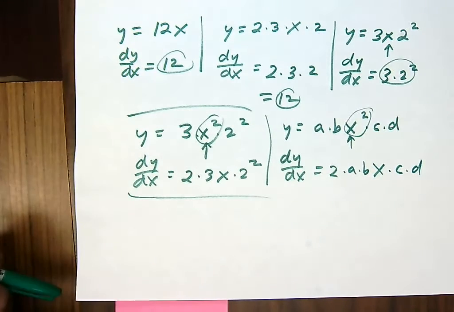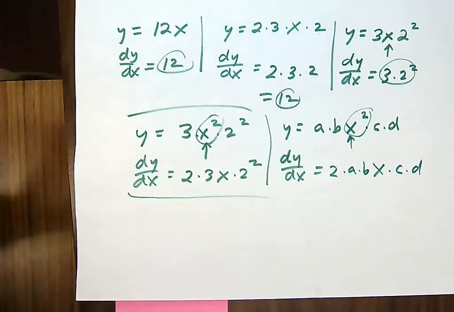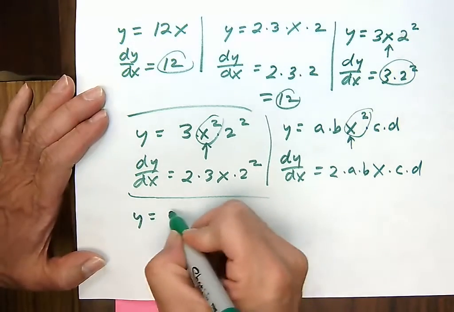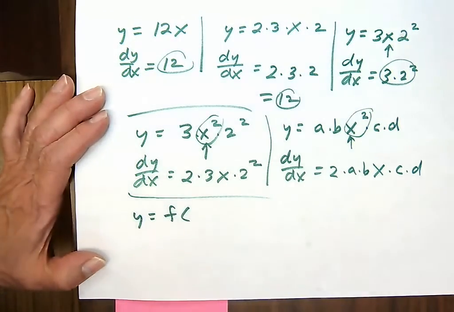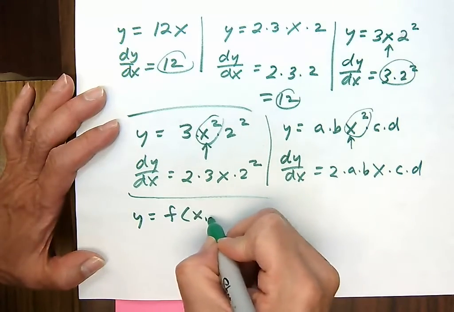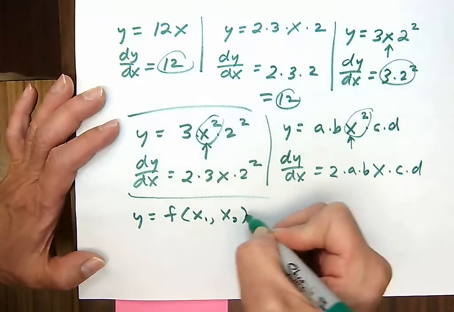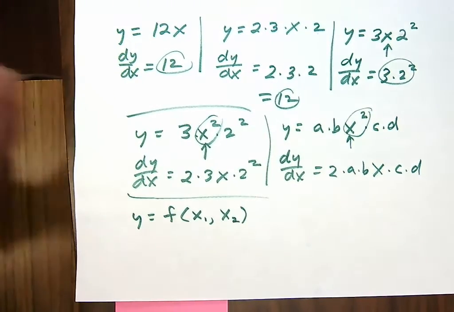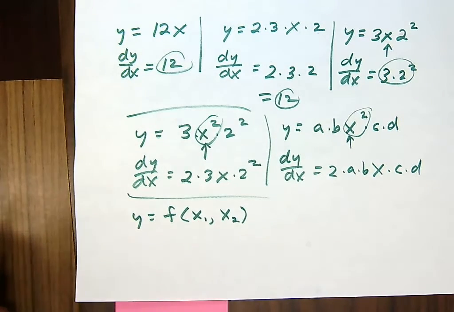Okay, if all of those examples made sense, partial derivatives should be quite easy. Let me give you an example. Suppose y is a function of 2 independent variables, x1 and x2, or it could be maybe x and w or x and z or something like that.